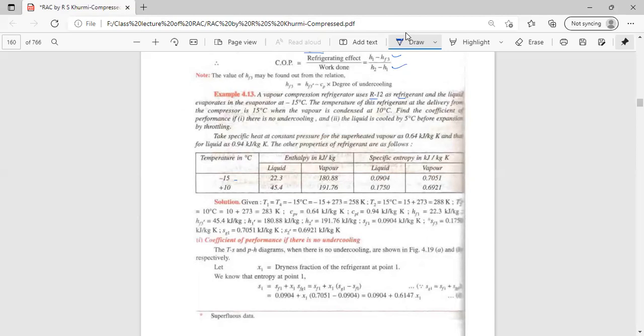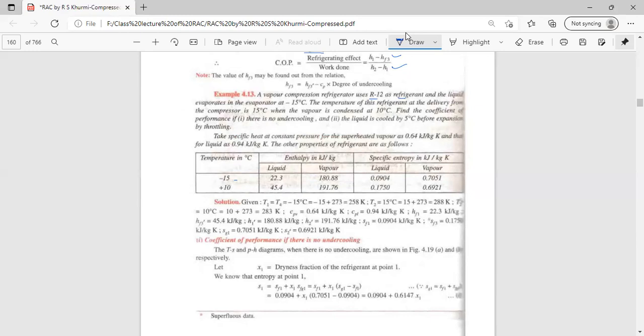So find the coefficient of performance if there is no undercooling, and if the liquid is cooled by 5 degrees before expansion by undercooling itself. The specific heat at constant pressure, Cp, for superheated vapor is 0.64 kJ per kg Kelvin, and that for liquid is 0.94 kJ per kg Kelvin. So what is given?